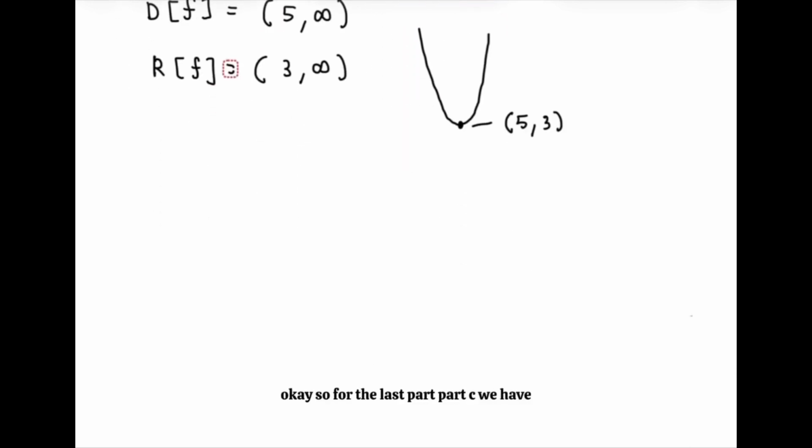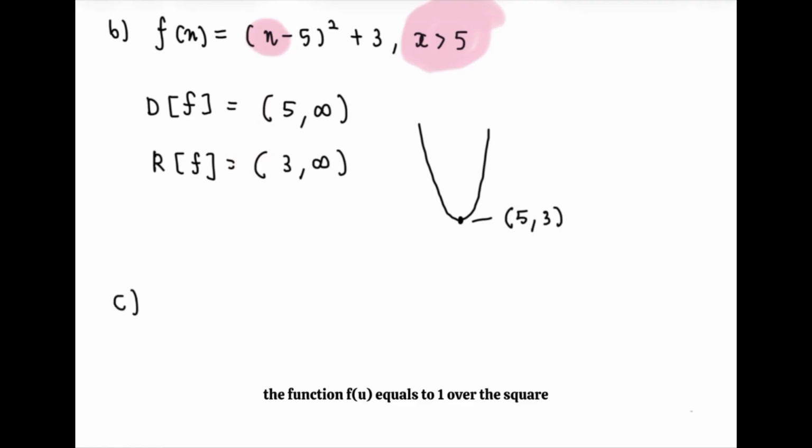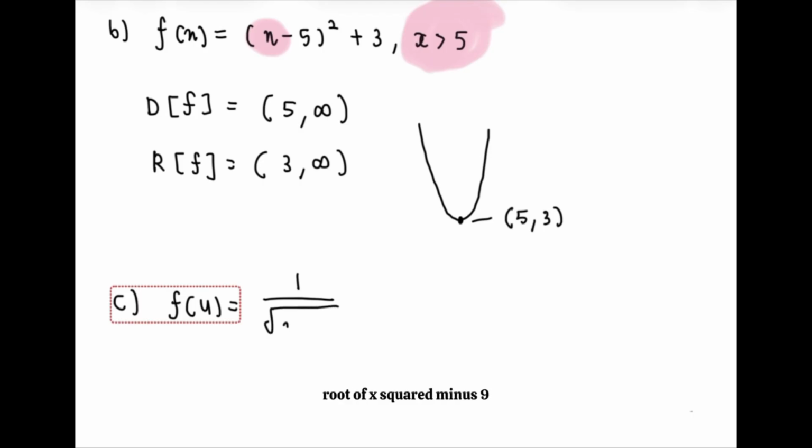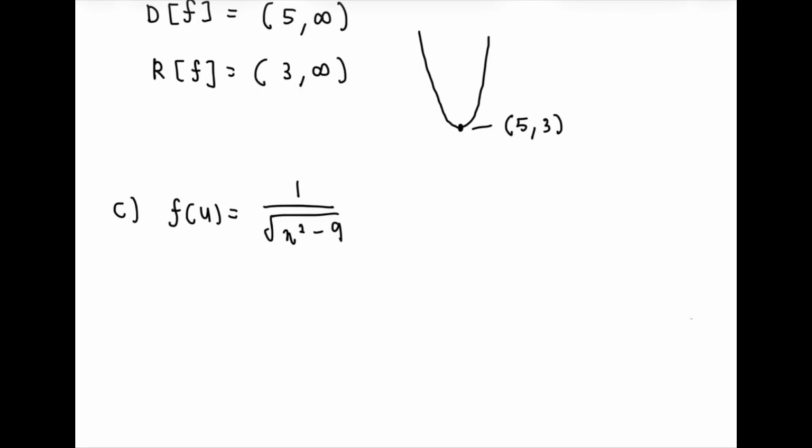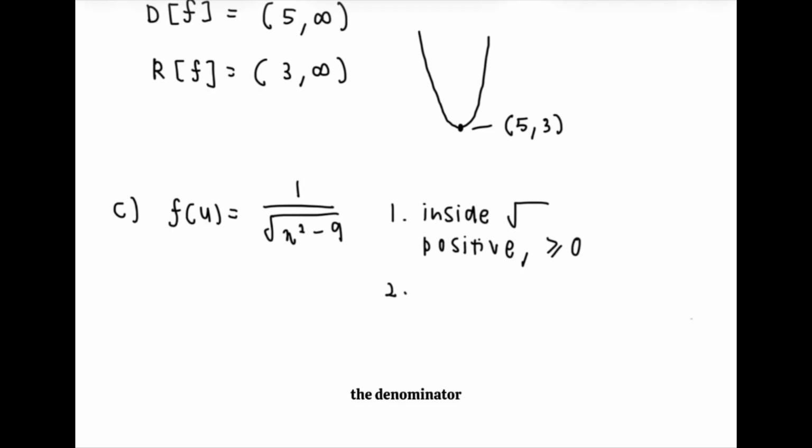Okay, so for the last part, part C, we have the function f(x) equals 1 over the square root of x squared minus 9. In part C, the function has a square root in the denominator. So there are two conditions that need to be applied here. First, the inside of the square root must be positive, which is more than or equal to 0. And number 2, the denominator cannot be 0. So those are our rules.